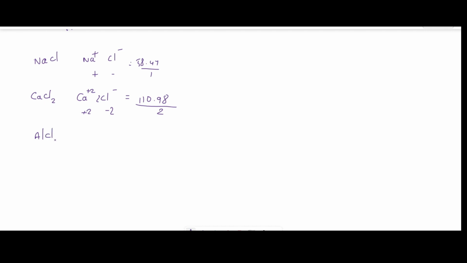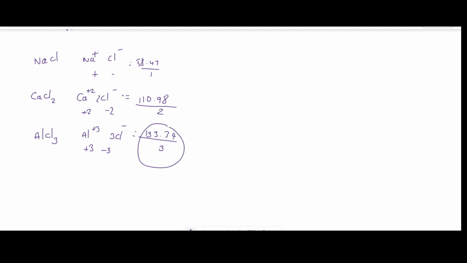In the same way, aluminum chloride: how is it dissociated? Al3+ and 3 Cl-, here +3 or -3. You can calculate the equivalent weight by dividing by 3. So this will be the equivalent weight of aluminum chloride.